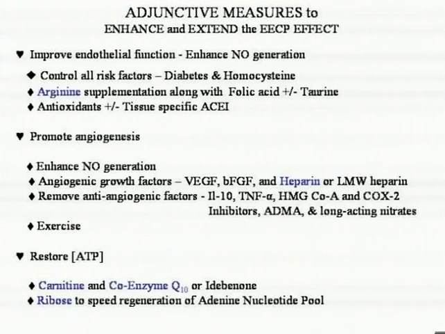We want to improve endothelial function. We have other lectures on endothelial dysfunction. We'll control your risk factors. We'll give you antioxidants, fish oil, and arginine. We'll promote angiogenesis. Certain drugs are anti-angiogenic. We're going to get rid of them, and we're going to give you heparin. We want to restore ATP. We're going to give you carnitine, CoQ, and ribose to help you make ATP, to get more energy from each new molecule of oxygen the heart muscle is going to receive, and that's going to be the subject of the lecture in 2 weeks.